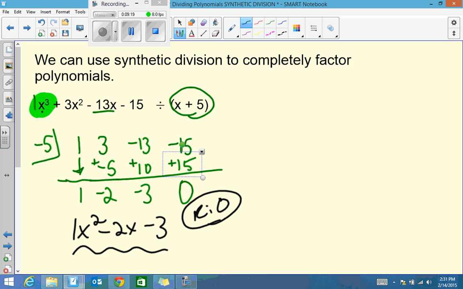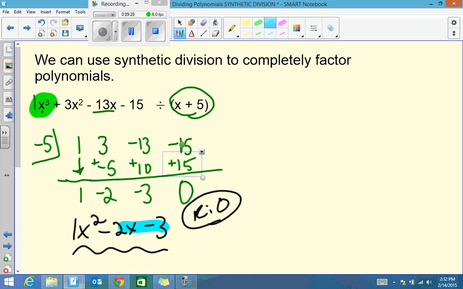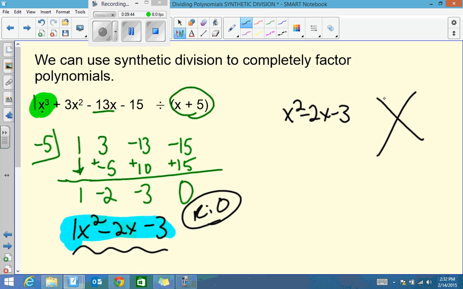Now in this problem, since it asked us to use synthetic division to completely factor, then we want to look at our answer and see if we could factor it further. And again, if we look at this, it is a quadratic, 3 terms with no number in front, or a equals 1. So we know we can further factor that with the magic question. So we can think what multiplies to negative 3 adds to negative 2, and we have negative 3, positive 1. So we can write those factors as x minus 3, x plus 1.